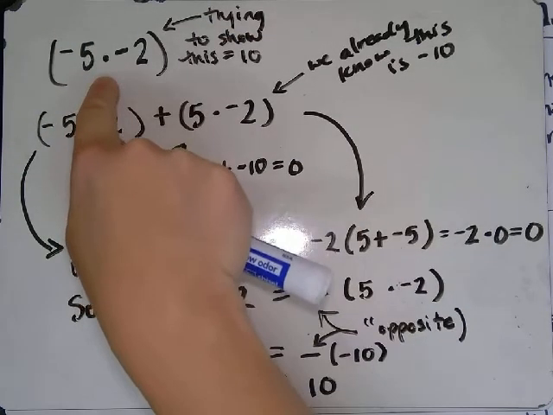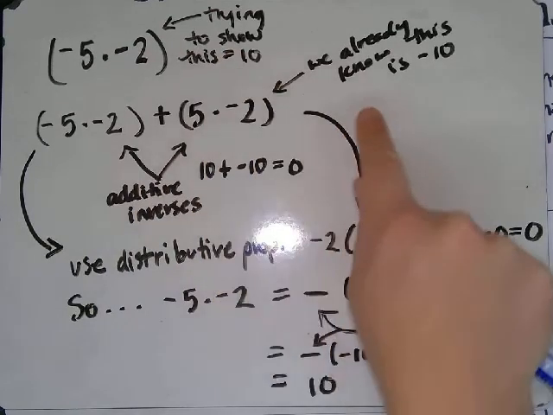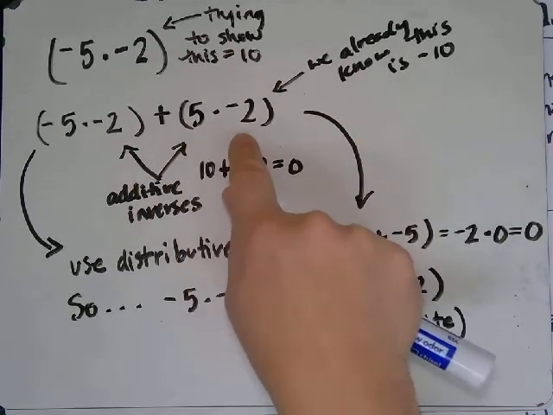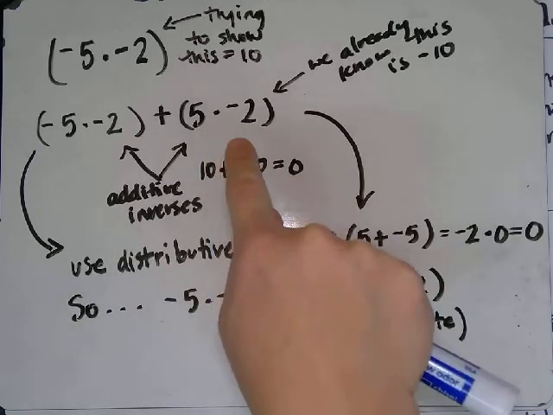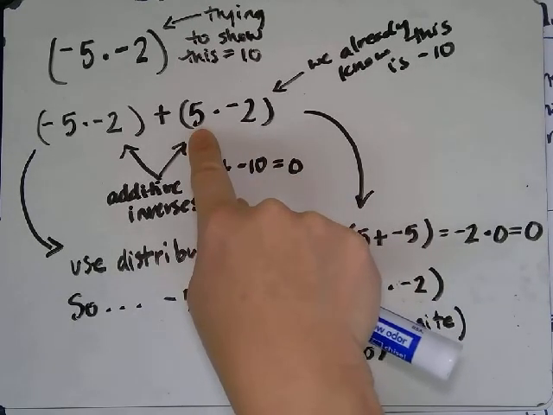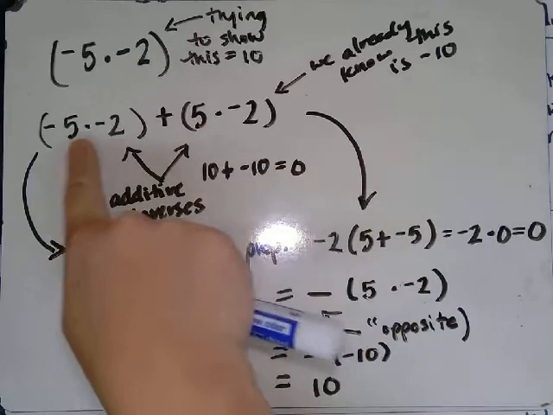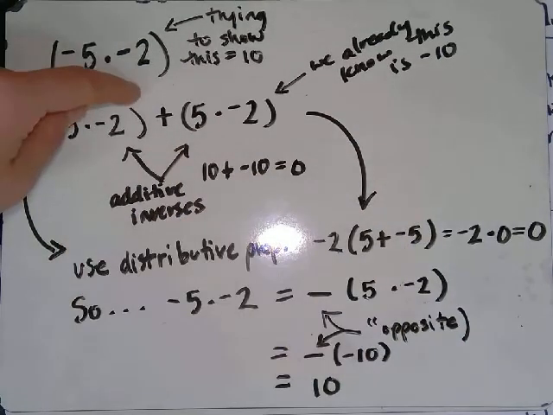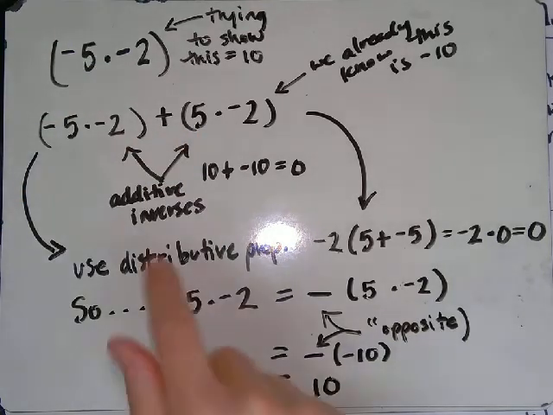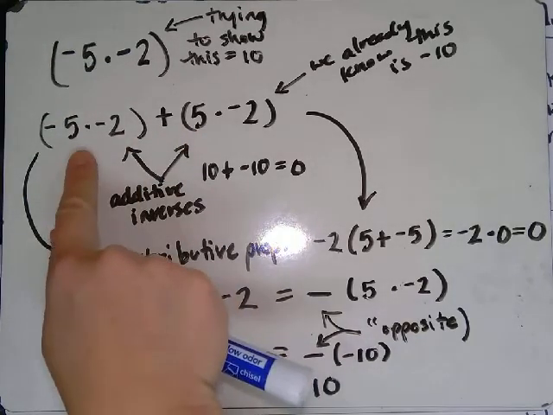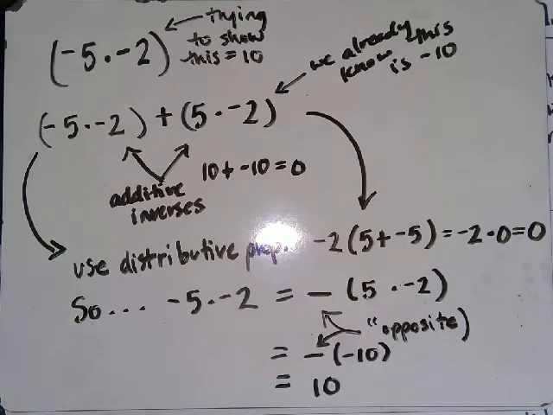So this is what we're trying to show. We're trying to show that -5 times -2 is +10. Here's what we already know. We already know that 5 times -2 is -10. So the additive inverse, so the inverse of that, or what it would take to get 0, would be -5 times -2. So do you see how we're going to use this, what we're trying to show, with what we already know? Because we know that if this is +10, we already know that that's -10. That would be 0, and that's what we want to show.